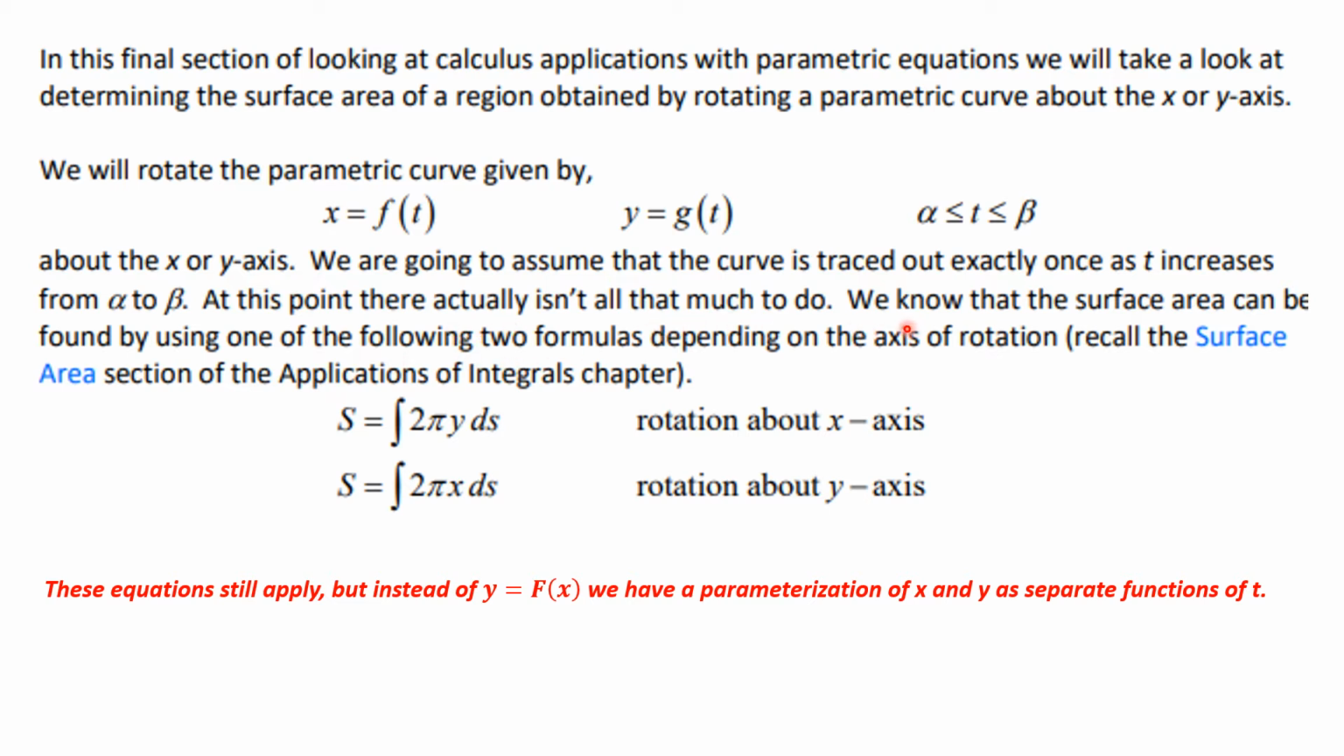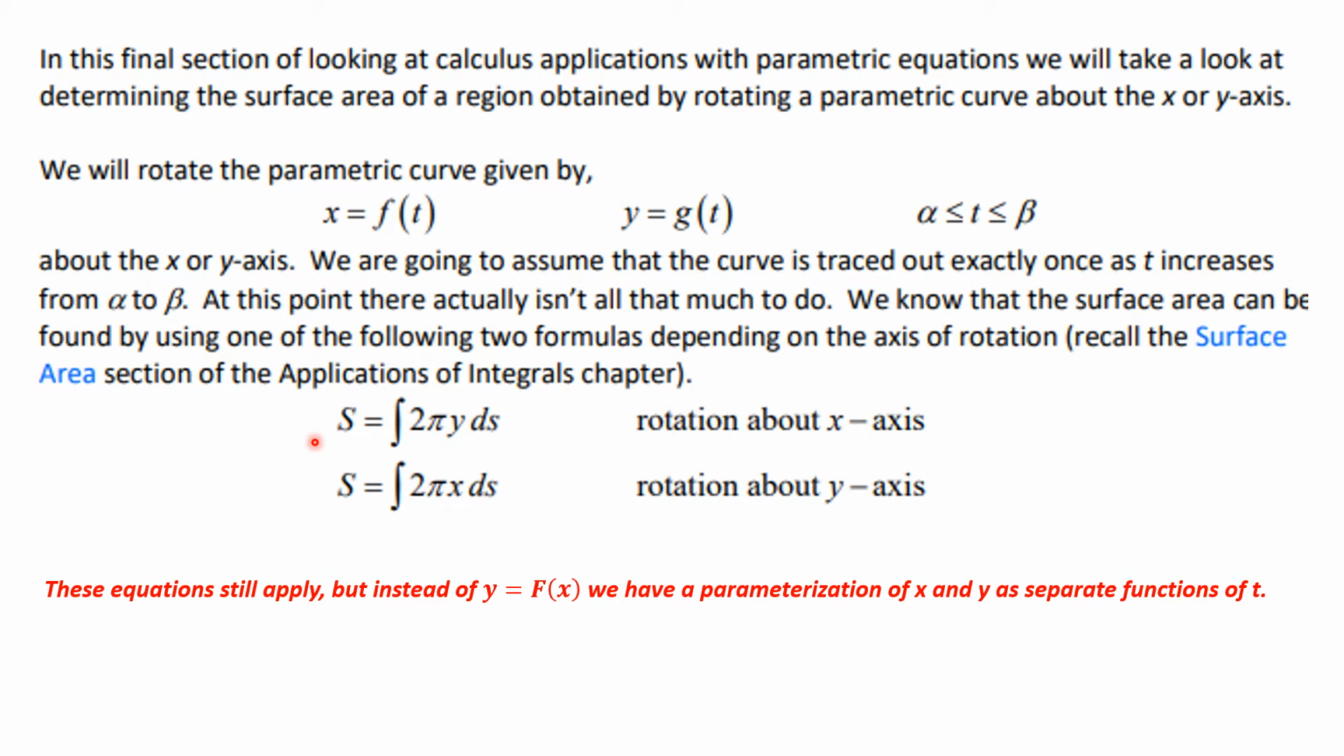You see, we know that the surface area can be found using one of two formulas, depending on the axis of revolution, and this was from a previous lecture just about surface areas. And recall there we had two formulas. The surface area, if we're rotating about the x-axis, which later on I'm going to call S sub x in this lecture, is the integral of 2 pi y ds, where s is the arc length parameter.